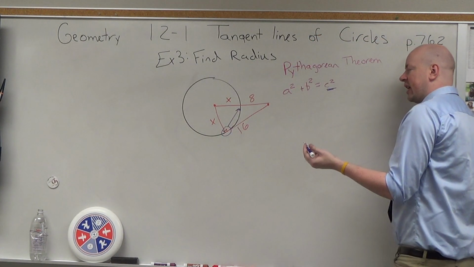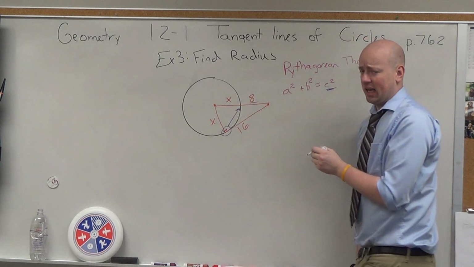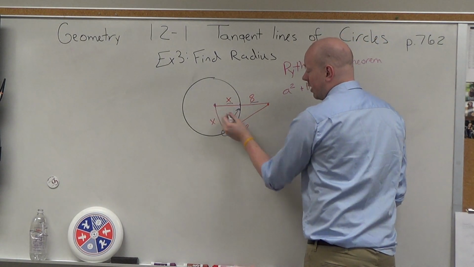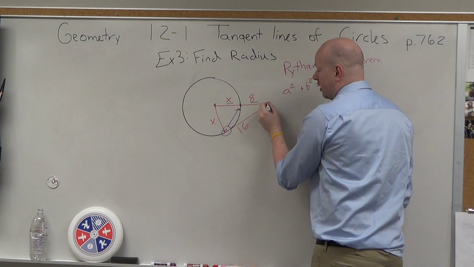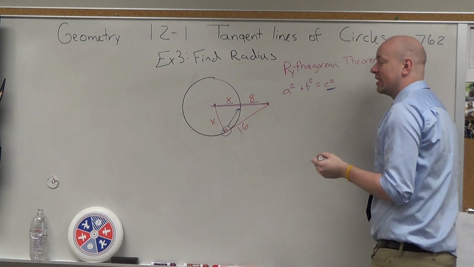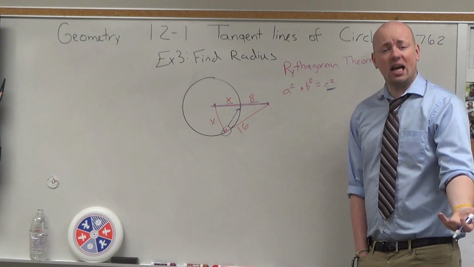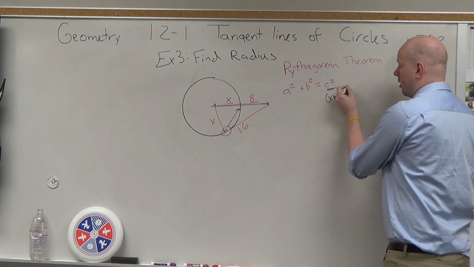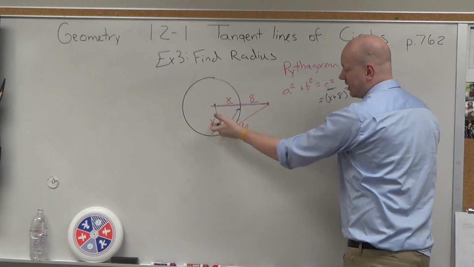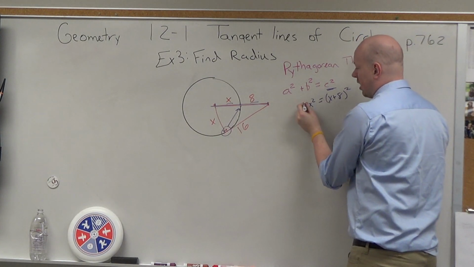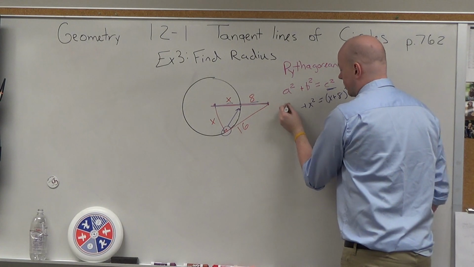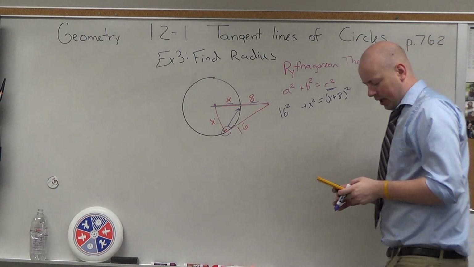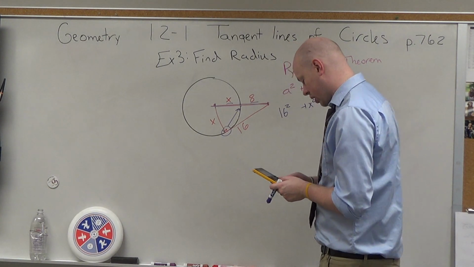Now the important thing is, 8 is not my side length, and x is not my side length, because x stops right here, and 8 only starts right there. So the entire hypotenuse is actually x plus 8. So I get x plus 8 squared. My b term, let's say it's x squared, and then I also get 16 squared. Well, 16 squared, I can just type that right into my calculator.